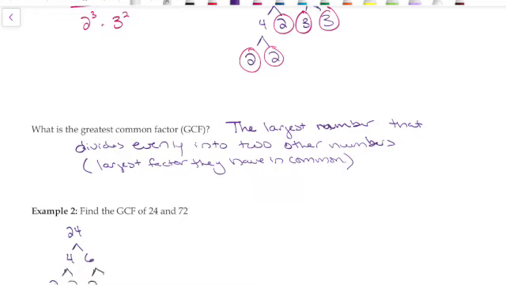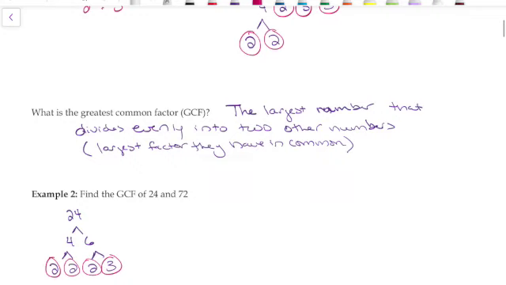4 is 2 times 2, and 6 is 2 times 3. So if we were going to circle them, every single one of these is prime. And our prime factorization is 2 times 2 times 2 times 3, or 2 cubed times 3. All right, so now let's look at how we do this.